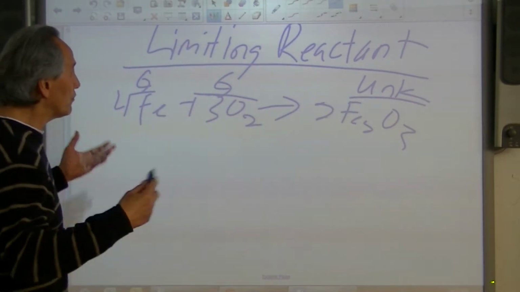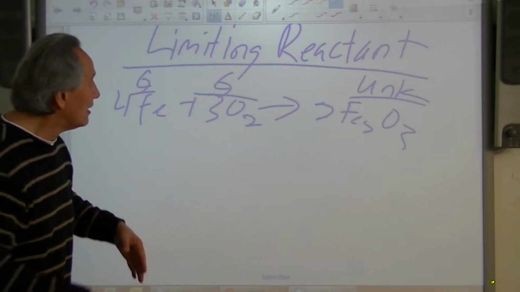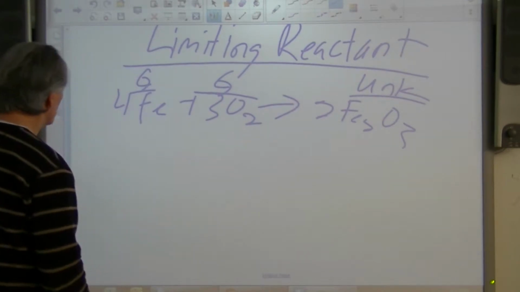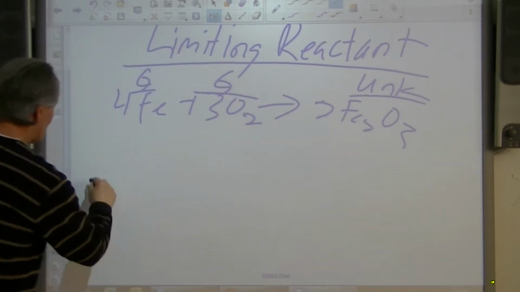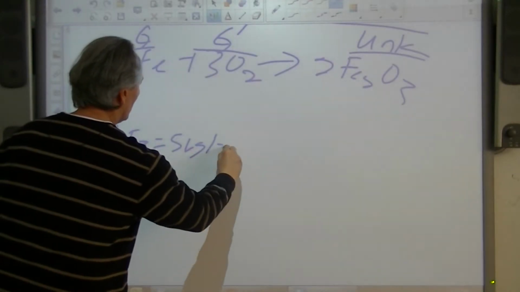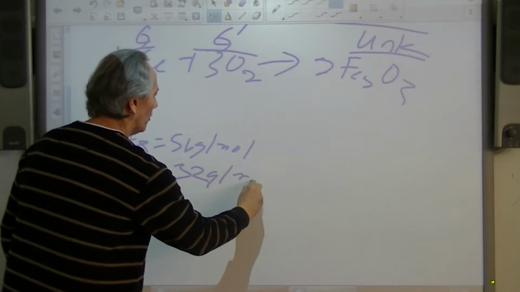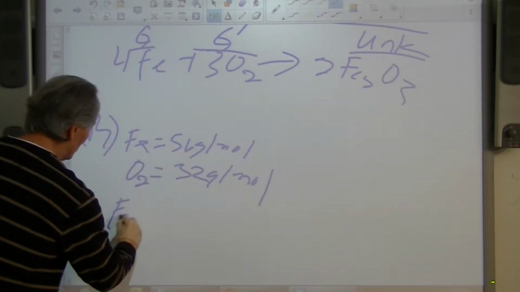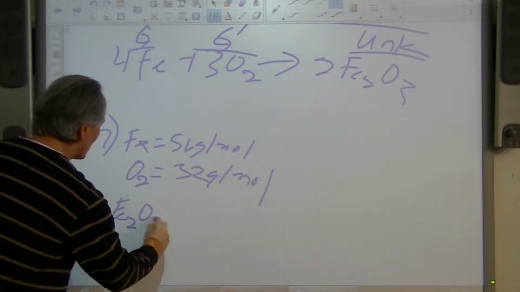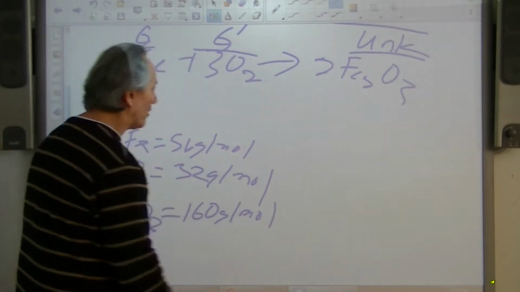So one of the first things that we want to do is identify the molar masses of all 3 of these, because we ultimately will have to use them. Okay, so I'm going to do big M, molar mass. Let me extend this just a little bit. For the iron, for the Fe, it is equal to 56 grams per mole. For the O2 it is equal to 32 grams per mole. And for the iron 3 oxide, which we've used a couple of times, it is equal to about 160 grams per mole. We've got our 3 molar masses.